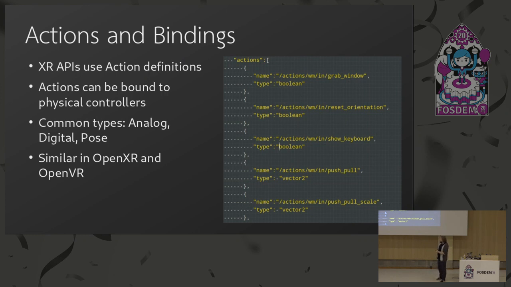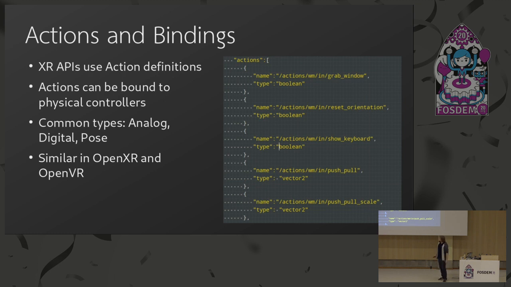So there is something called actions and bindings. And the actions are defined by the application. I want to jump, and this is a Boolean operation, or I want to move forward, and this is an analog operation, for example. And the bindings need to be created by the runtime or by the user that has the device. That means, oh, I have this controller here, this presentation controller, and if I press the right button, the thing should jump.